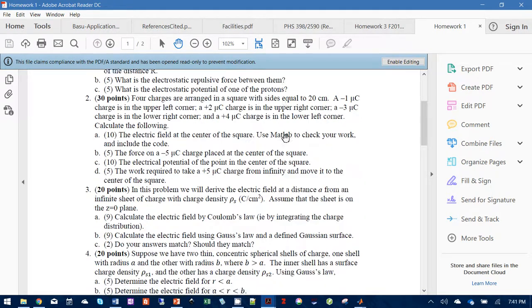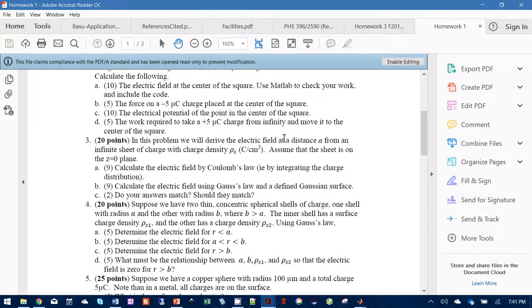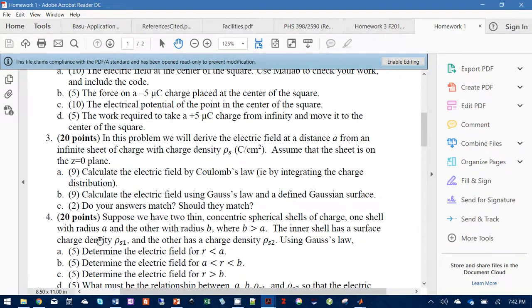In this problem, we would derive the electric field at a distance a from an infinite sheet of charge with charge density rho s. Assume that the sheet is on the z equals 0 plane. Calculate the electric field first using Coulomb's law, and then calculate the electric field using Gauss's law. So what is the trouble that you're having on this? Is it just setting it up?